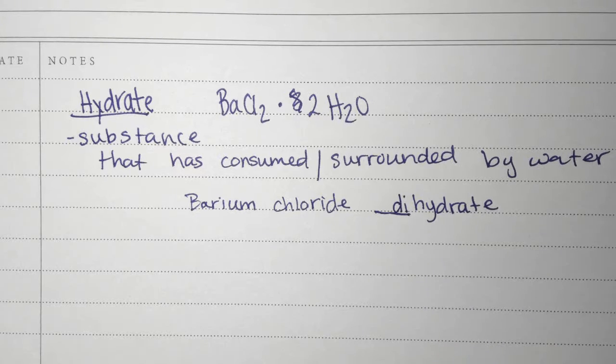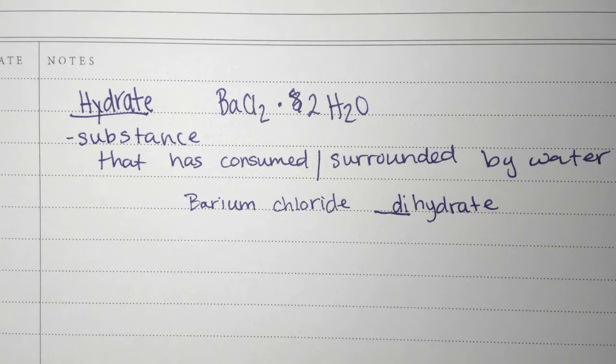And we use the same prefix patterns that we use with covalent compounds. Mono for 1, di for 2, tri for 3, tetra for 4, penta for 5, hexa for 6, hepta for 7, octa for 8, we don't really use 9, and then deca for 10 water molecules.